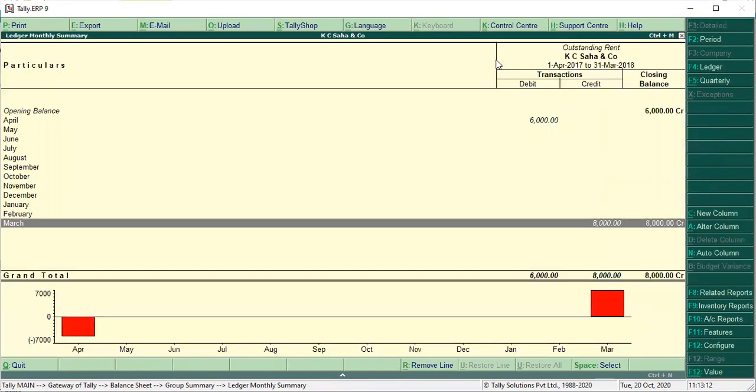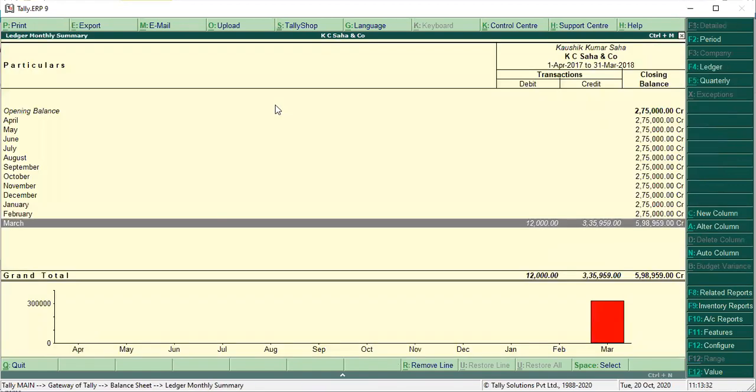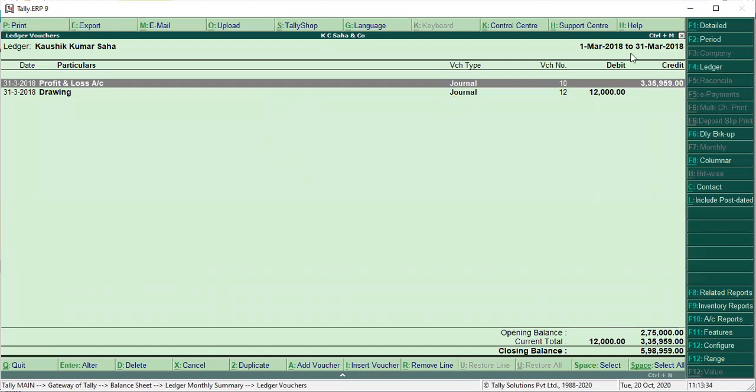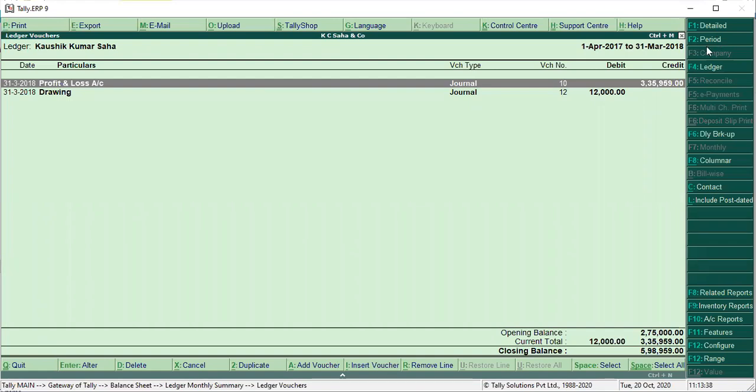Now you will see the balance sheet. See, in the current year, in the profit and loss account, you have earned 3,35,959, but this amount you have transferred, so it is less here. You have transferred it to the capital account, so the capital account increases to 5,98,000. You just enter it and open it, so you will come to know how to read the ledger.